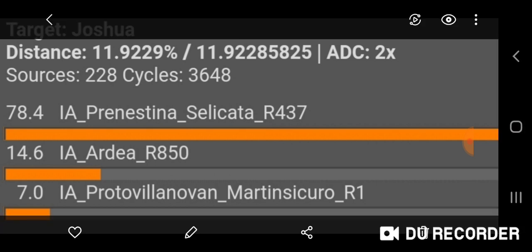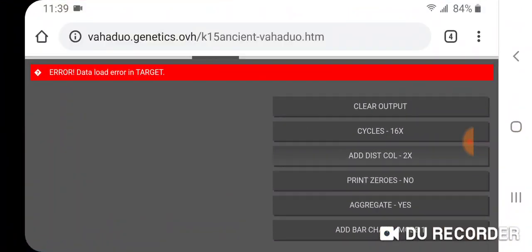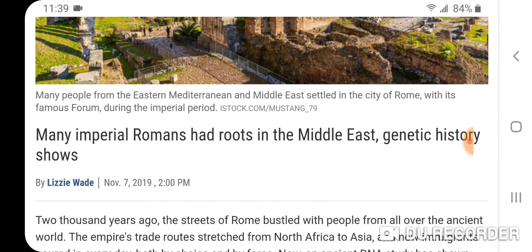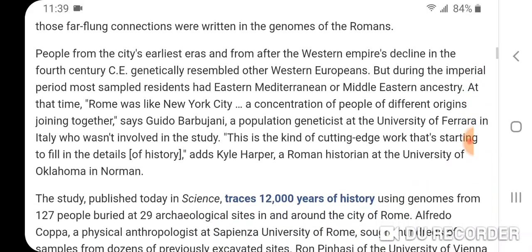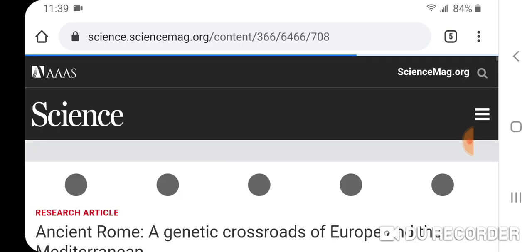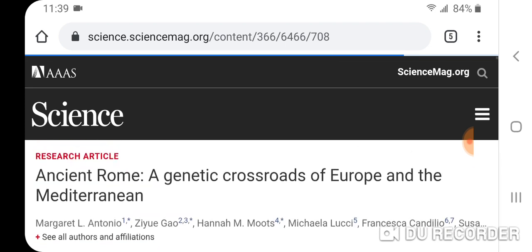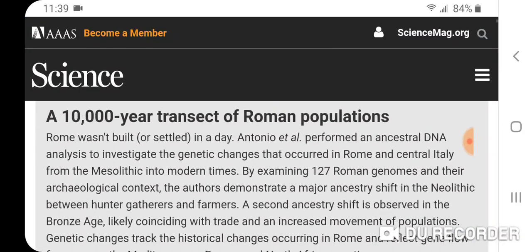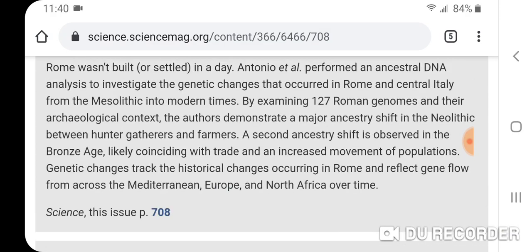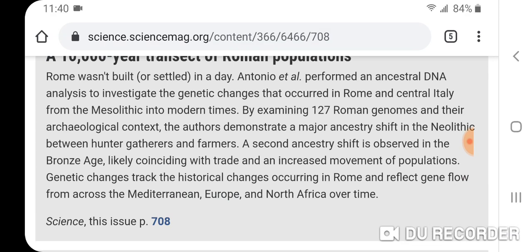And these DNA samples, as I stated earlier, are taken from a really interesting study done recently that found that many Imperial Romans had roots in the Middle East. They used genomes from 127 people buried at 29 archaeological sites in and around the city of Rome, going back 12,000 years. The title of the study is Ancient Rome, A Genetic Crossroads of Europe and the Mediterranean. I made a video about this study that's really interesting. And so I wanted to see what they said about some of these DNA samples that show up in my results, and also the Ashkenazi Jew average, when you add the distance column to the Vahaduo online mixture modeling tool with Eurogenes K15.